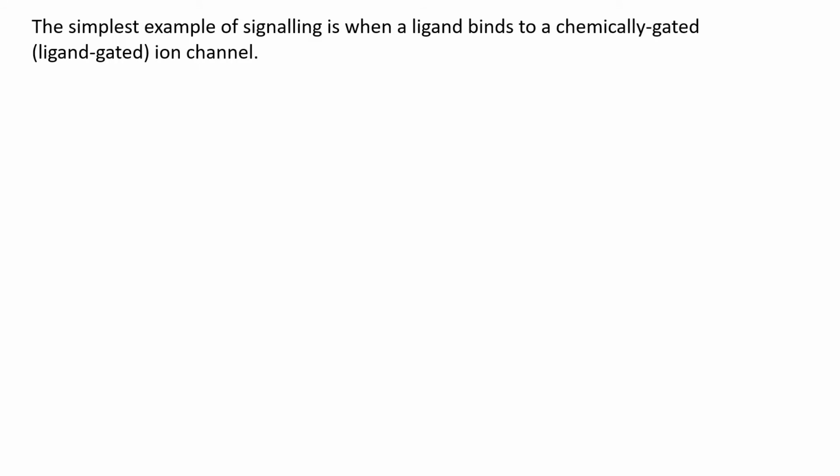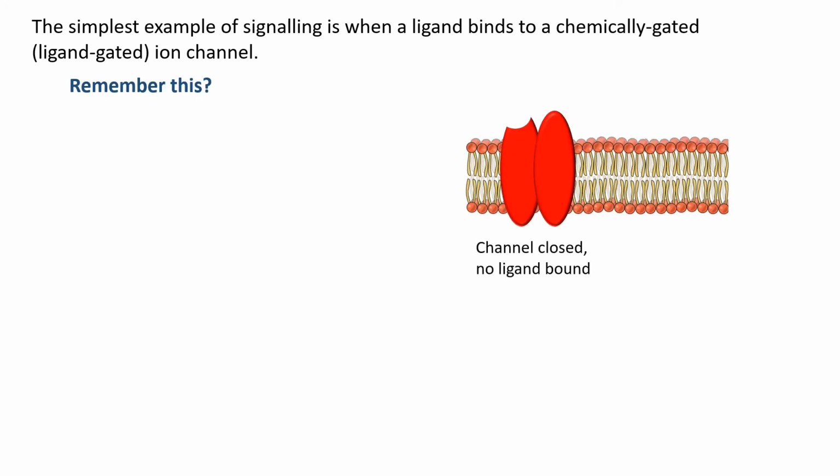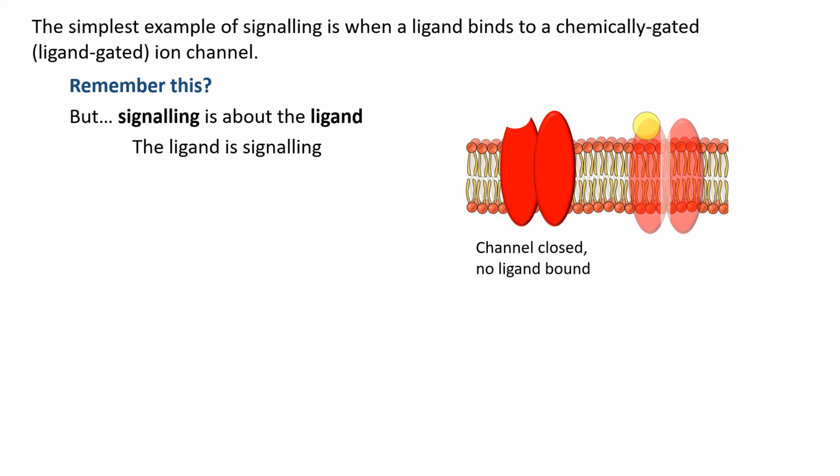We've already really talked about the simplest form of signaling. This is when a ligand binds to a chemically gated, also known as a ligand-gated ion channel, to either open or close it. So remember this, we had our channel with its receptor on it. The channel is closed because there is no ligand bound. Here the ligand has bound and the channel has opened. So that's a really simple form of signaling.